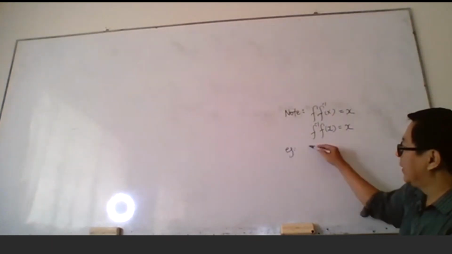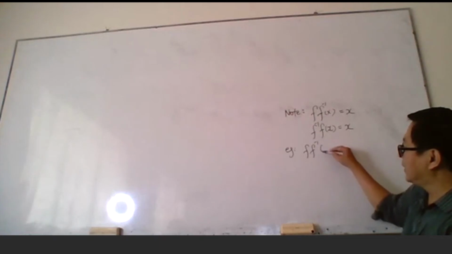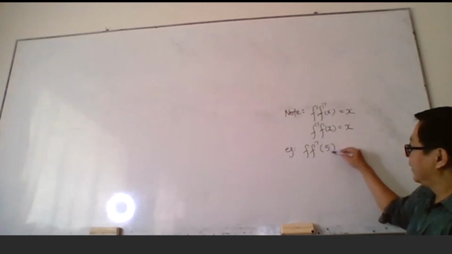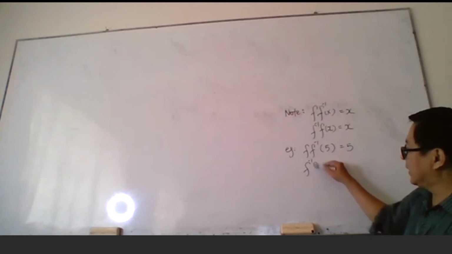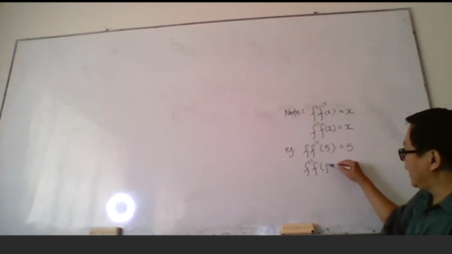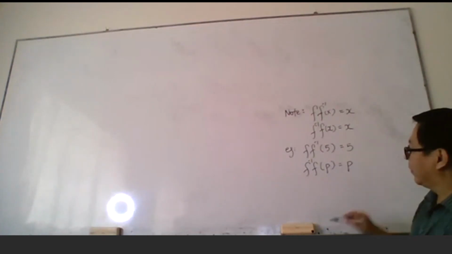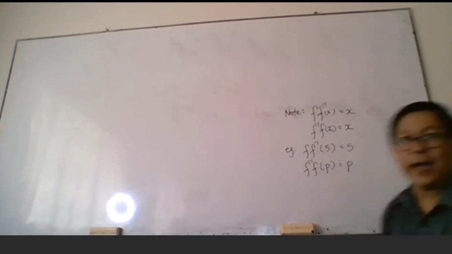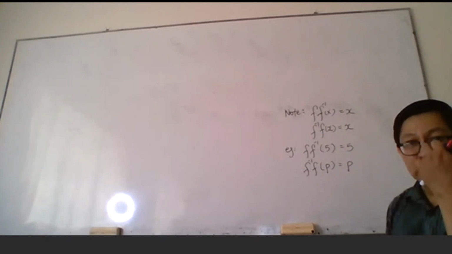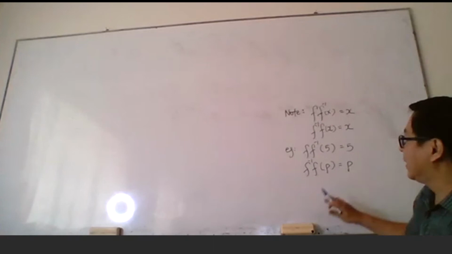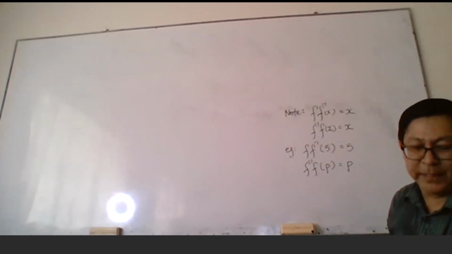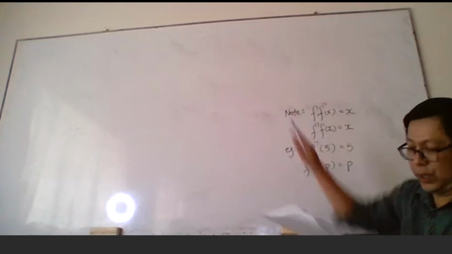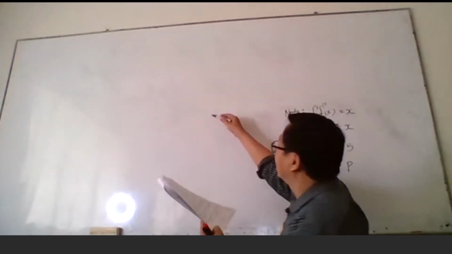For instance, F inverse, maybe they give you 5, then the value will come to 5. And F inverse F of P, you'll get P. So you learn, okay? I don't know whether your school teacher told you about this. And today I'm using this technique to teach you that particular question. I will show you on the other side.